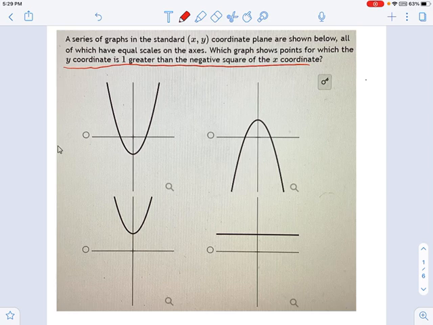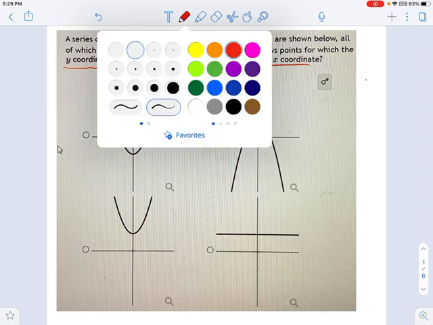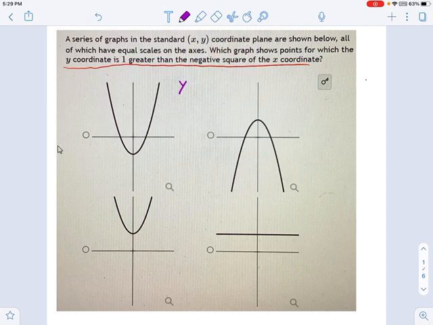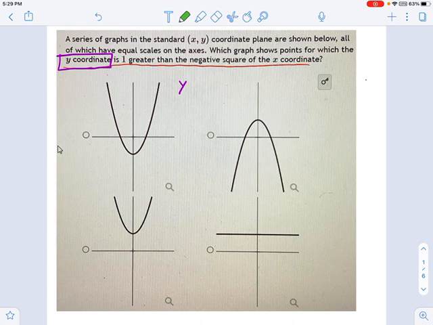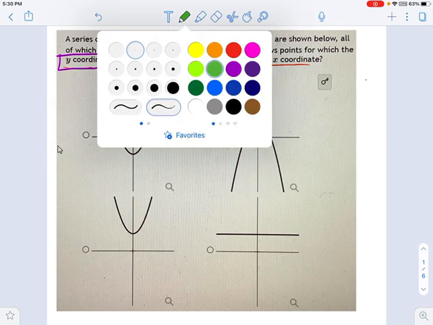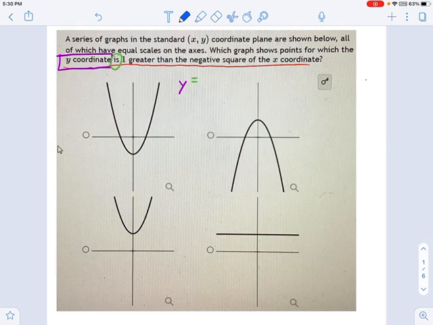So the y-coordinate, first I'm describing y. Okay, so y right here, the y-coordinate. And I want to focus on this word "is." Remember what "is" means in mathematics. "Is" means equals. And it's 1 greater, which means we're going to be adding 1 to something. See this 1 greater part? That means we're doing 1 plus.